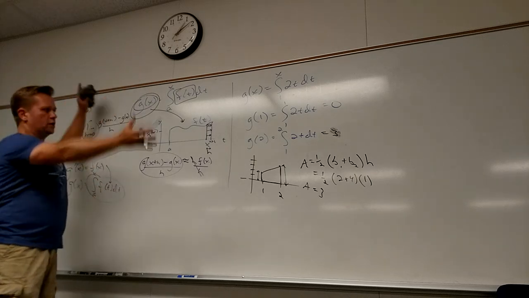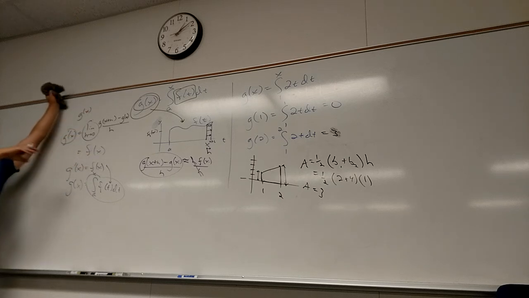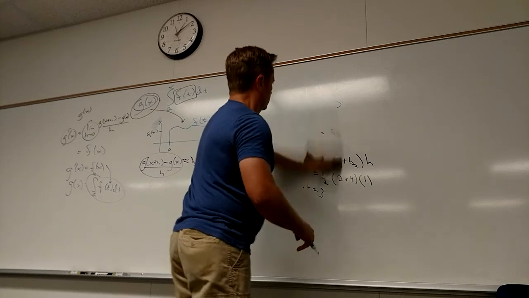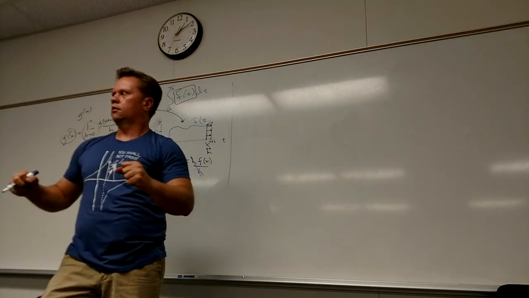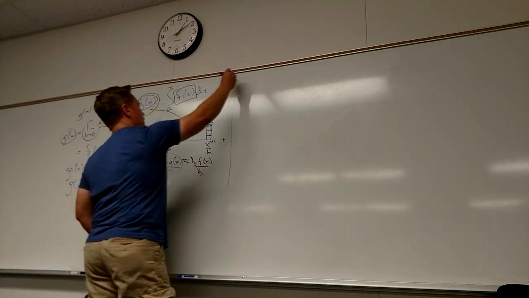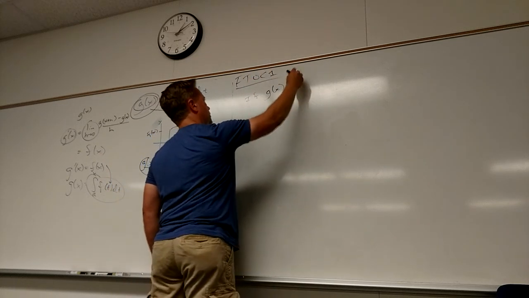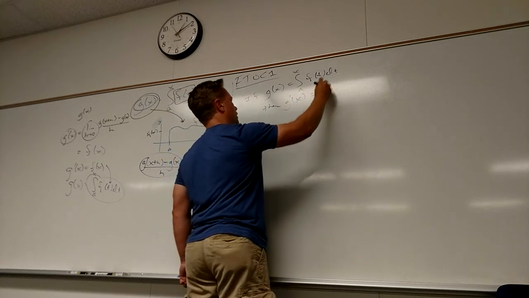And real quick, this result we just did, that g prime of x is f of x if g of x is the integral of f, is called the fundamental theorem of calculus part 1. What I call FTOC. Fundamental theorem of calculus. Sounds a little important. So this is FTOC 1. It says this: if g of x equals the integral from a to x of f of t dt, then g prime of x equals f of x.